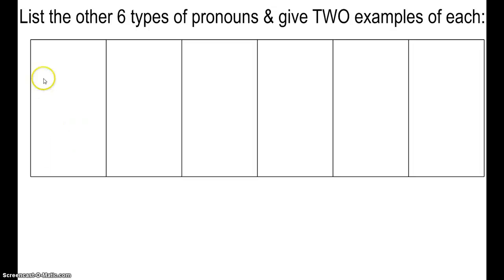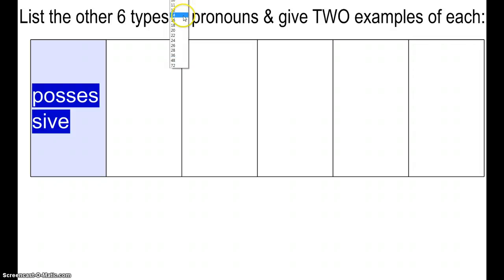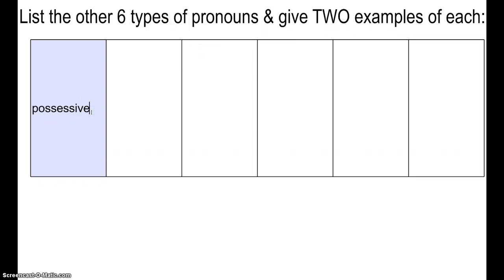Alright, for this next part, it was just a review of each of the different types of pronouns that we've talked about. So we just did subject and object, so the next type is possessive. And possessive pronouns, I know, show ownership, so I want to think about what pronoun examples I could use. Well, to show that I own something, I could say my or mine. I could say his or hers or its.